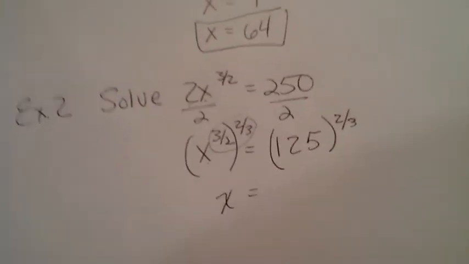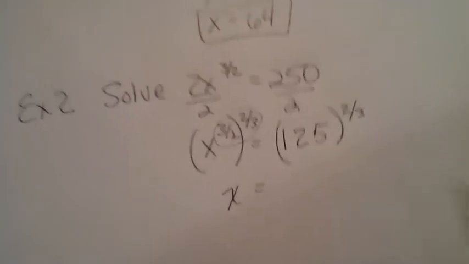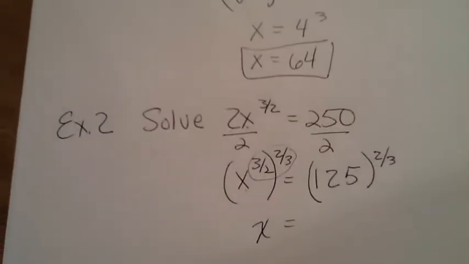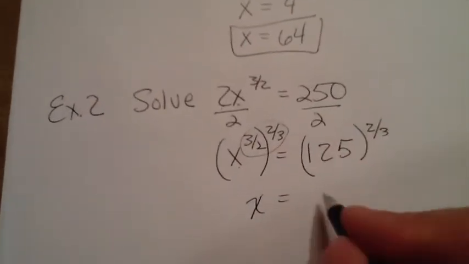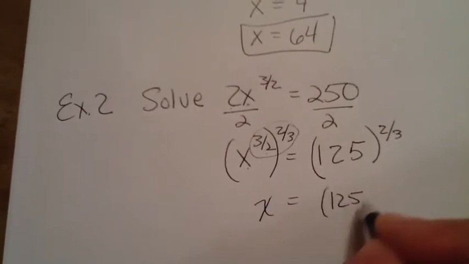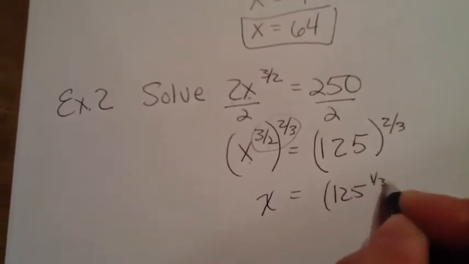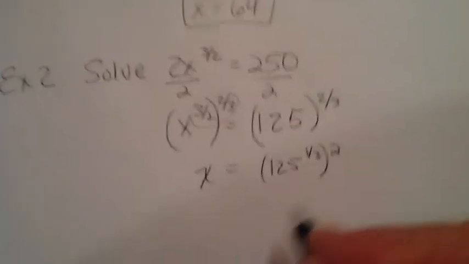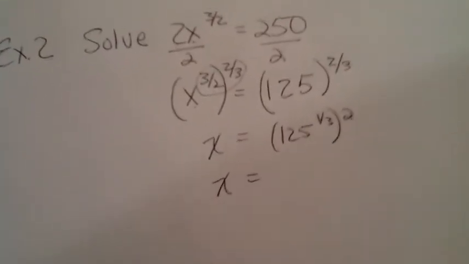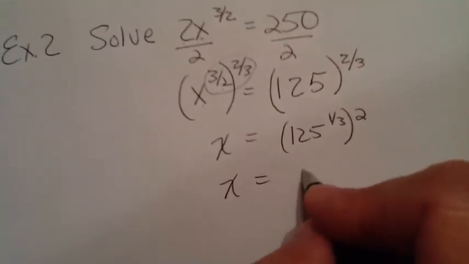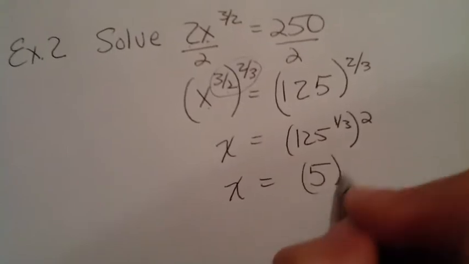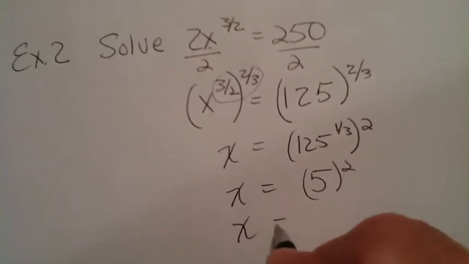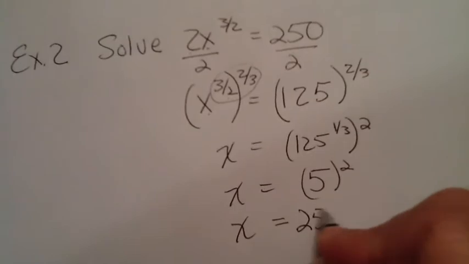Now, I'm going to look at this. Now, you could put this in your calculator, or you can realize that what we're looking at is 125 to the 1/3, and then I'm squaring it. That means the cube root of 125, which is 5, and when I square it, x equals 25.